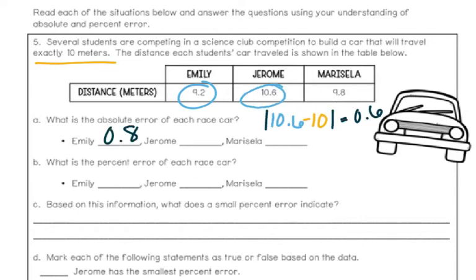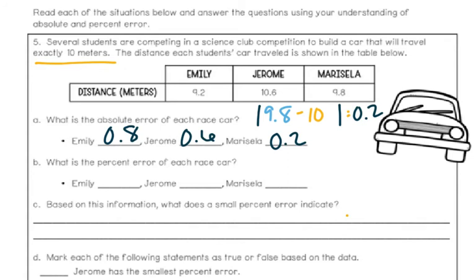Next, we can look at Jerome and use the same exact process to find his absolute error. What we want to notice is that our exact value stays the same. Each time, the exact value is going to be 10 meters. That's what should have happened. In this case, we're going to take Jerome's measured distance of 10.6 and subtract the exact distance of 10 meters to get 0.6. This is Jerome's absolute error.